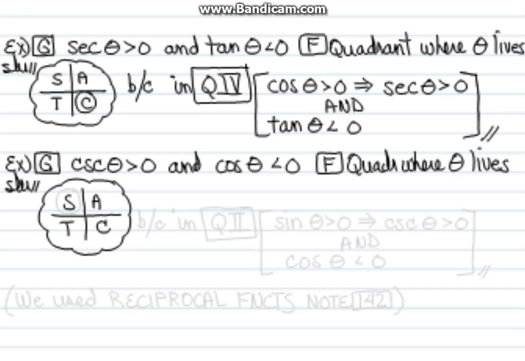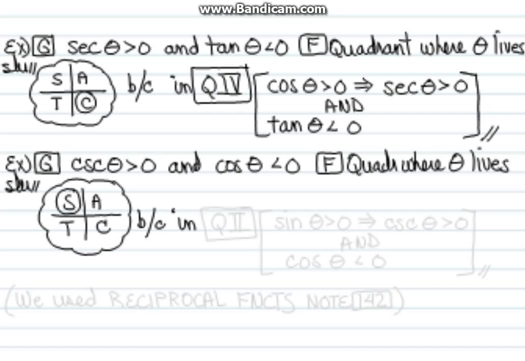Now look at the next condition. The cosine of theta has to be negative, less than 0. Where does that happen? Well, it certainly doesn't happen in quadrant 1. It does happen in quadrants 2 and 3. But the one that meets both of the conditions simultaneously is quadrant 2. That's why I circle it.